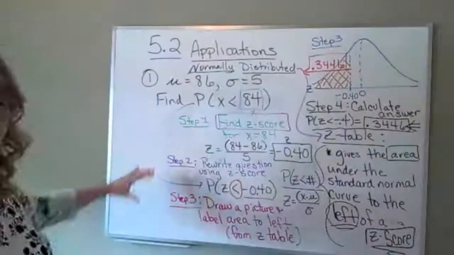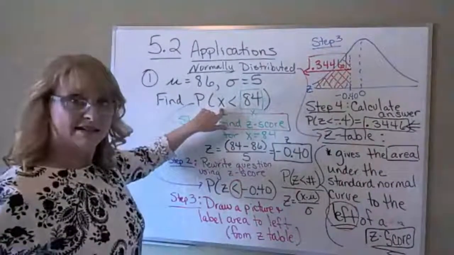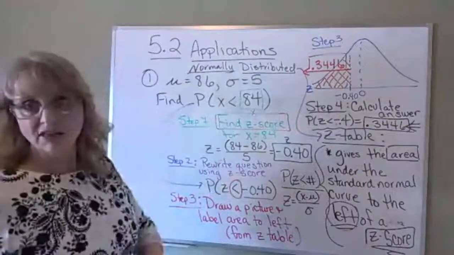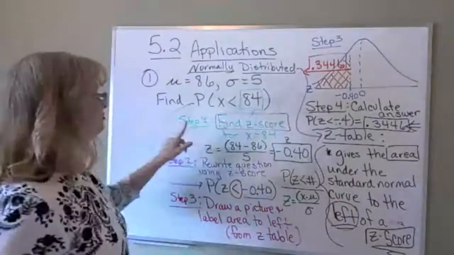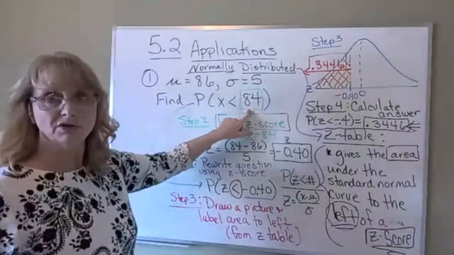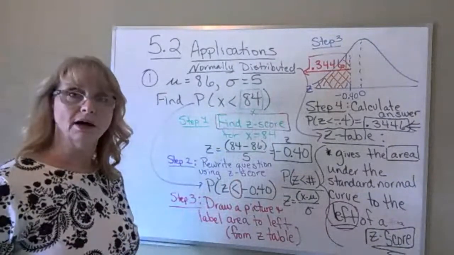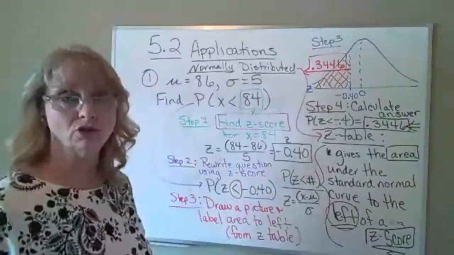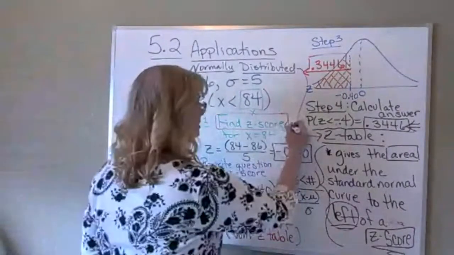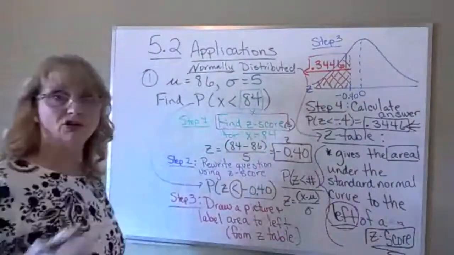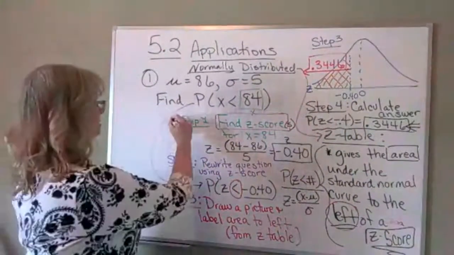So let's look through our steps. If we're looking for the probability that x is less than or greater than or between, it could be all kinds of things, a particular number. First, we have to change that number to a z-score. If there's more than one number involved, like if you're doing a between problem, you'll have 2 that you have to change to a z-score. So you need to find the z-scores, and I'll put an S on there because occasionally there are 2 different z-scores you have to find. That's step 1.